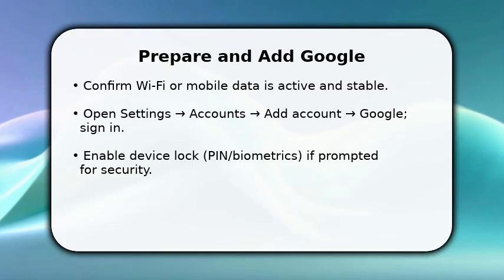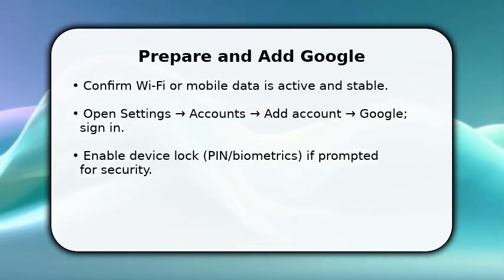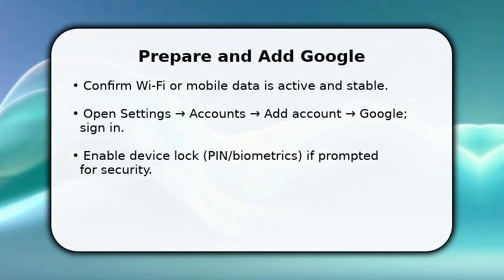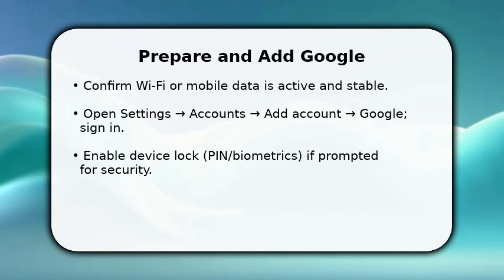You'll start by ensuring a working internet connection and that you can sign in. Open Settings, tap Accounts, then add account and choose Google. Enter your email and password, complete two-step verification if asked, and accept permissions. This links the account to the device.